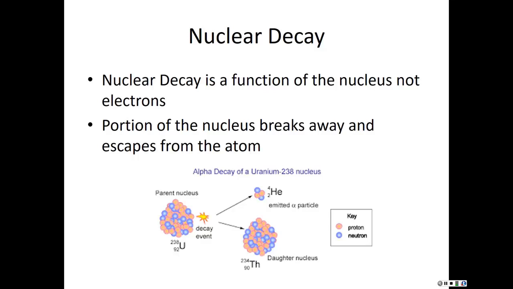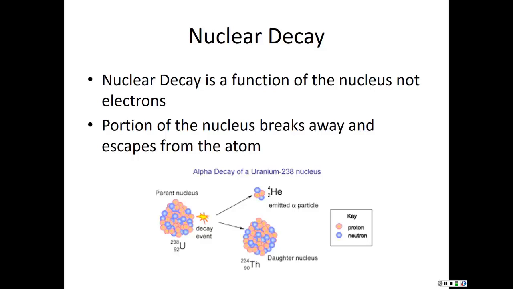So when we're talking about radiation and nuclear reactions, we want to be able to describe them. And to do that, we have three basic types of radiation that we're going to discuss in class. And the three types actually go by the names of alpha, beta, and gamma.